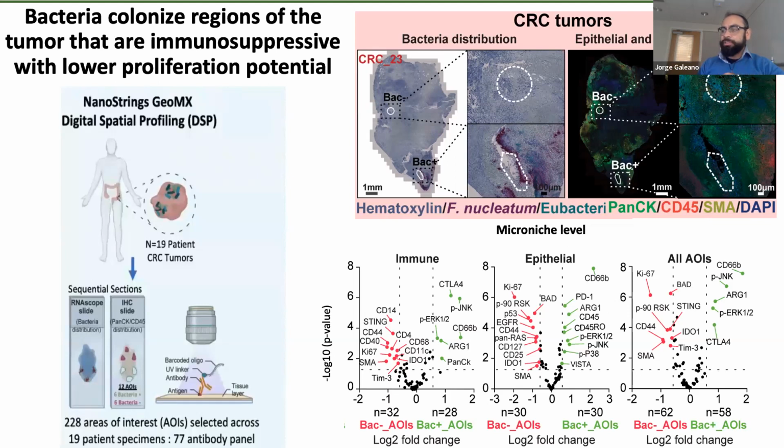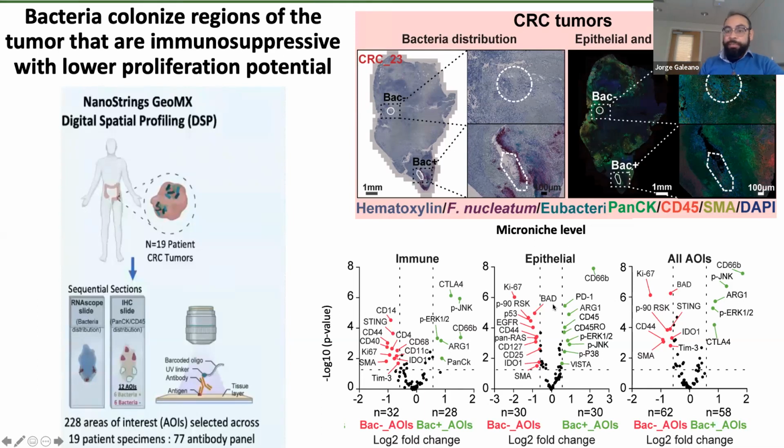When we compare with the bacteria-negative regions, we found that bacteria are located in hypoxic regions that are less vascularized, because there is a reduction of smooth muscle actin, and also there is an impairment of the T cell response, because there is a downregulation of CD44 and CD40 that are markers for T cell activation, and there is also a downregulation of Ki67, which is a proliferation marker, meaning that the T cells that are in these regions of bacteria are less functional.